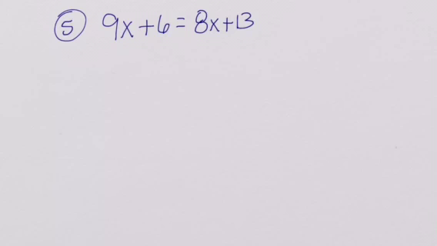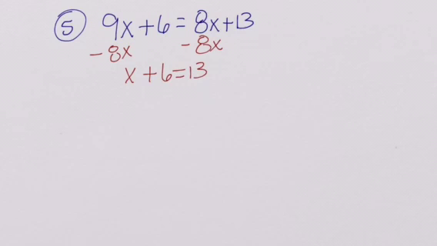Is the largest variable term on the left? It is. Are all the variable terms on the left? They're not. So we're going to go ahead and zero pair out all of them over to the left side. This is going to give us x plus 6 is equal to 13.